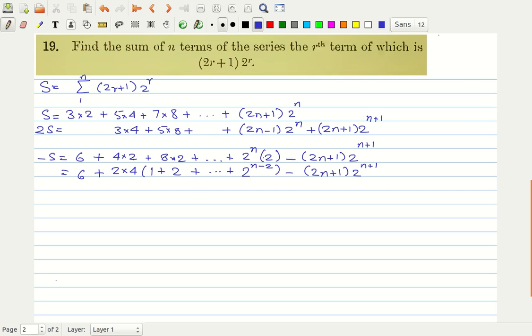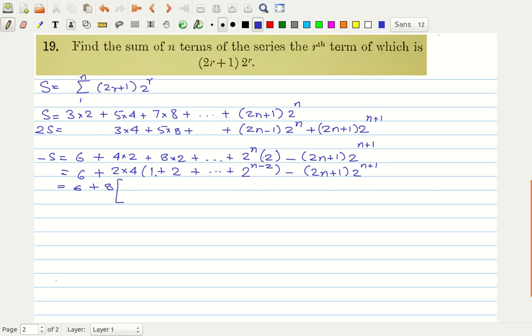I am trying to take 4 times 2 as common factor out, so this becomes 1 plus, over here I have 8, so 4 times 2 is 8, and over here you have 2 to the power n plus 1. If I take it as a common factor out, you will be left with 2 to the power n minus 2. So this will be equal to 6 plus 8 times. Now this is a geometric progression that we can easily add.